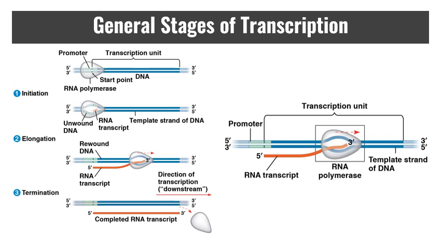Overall, though, we do need to realize that DNA is double-stranded, so there's going to be a template strand. That's going to be the strand that is being copied, and then you're going to have the opposite strand, which is the coding strand. It's called the coding strand because it's going to have the same sequence as the mRNA, but will use thymine instead of uracil.